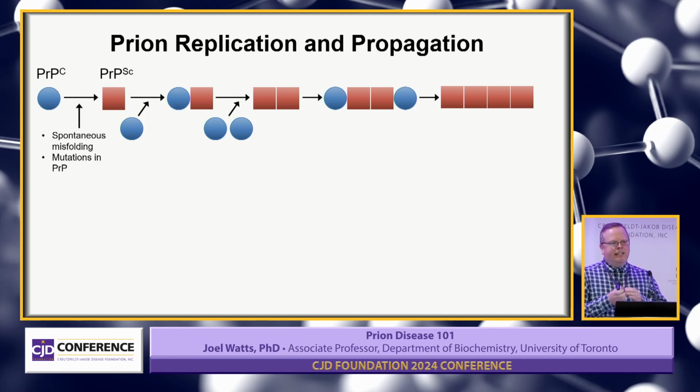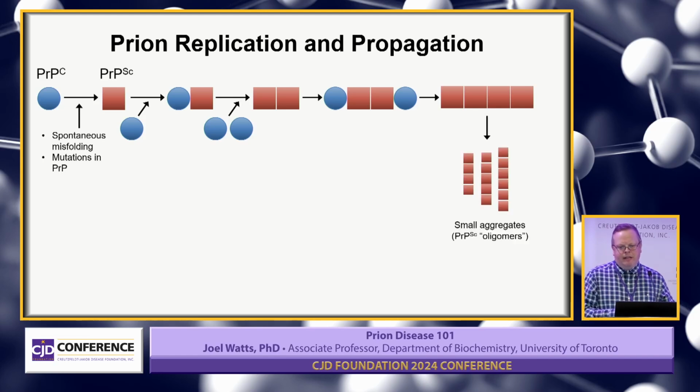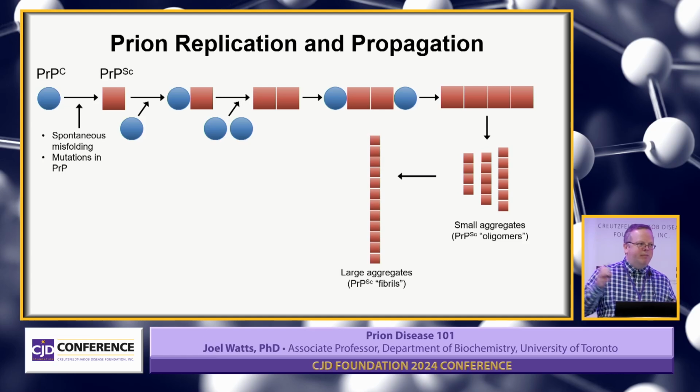And then eventually these are going to get bigger and bigger. They'll get broken up into smaller pieces, which allows for this sort of exponential amplification. And these smaller aggregates, which are probably the type that occur early on in the disease course and are thought to be maybe the most infectious and the most toxic, are called PrPSc oligomers, so several copies of the prion protein stacked together. These can then grow into bigger aggregates, which are typically called fibrils.